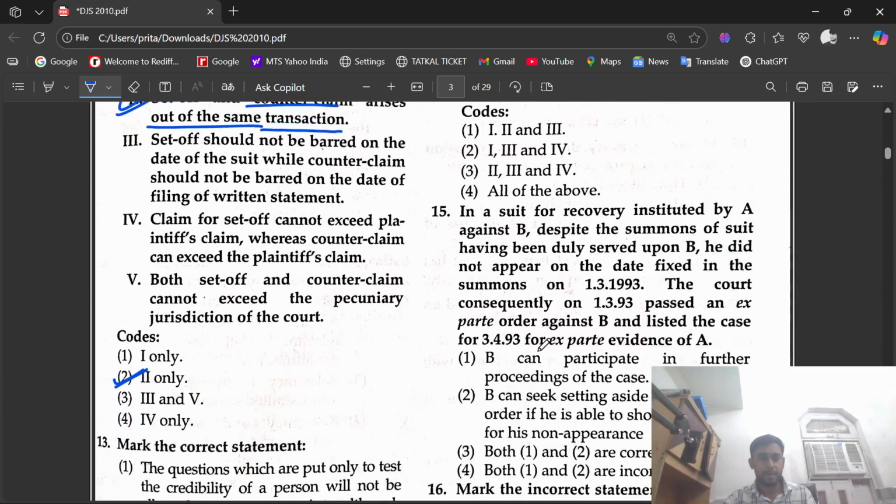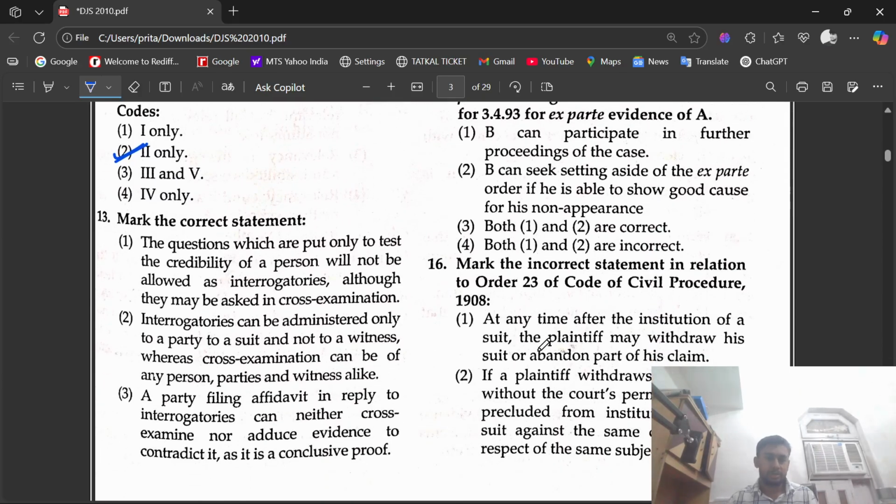Question number 13. Mark the correct statement. The questions which are put only to test the credibility of a person will not be allowed as interrogatories, although they may be asked in cross examination. Interrogatories can be administered only to a party to a suit and not to a witness, whereas cross examination can be of any person, parties and witnesses alike.